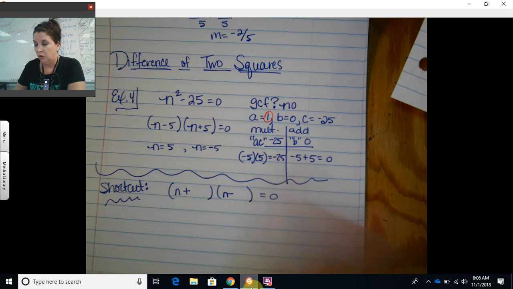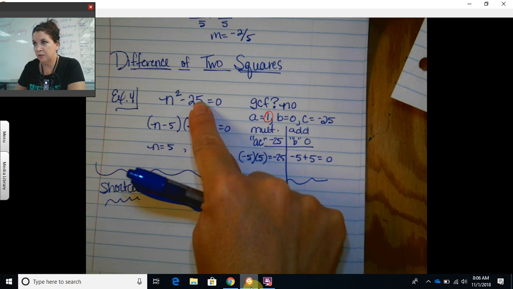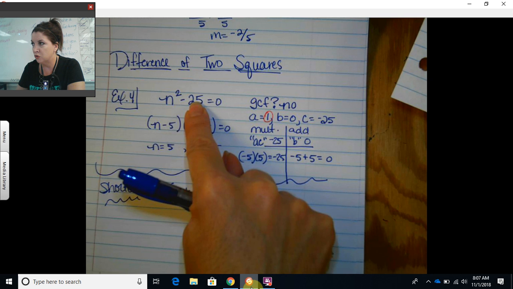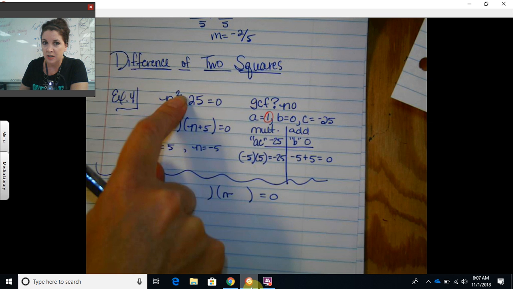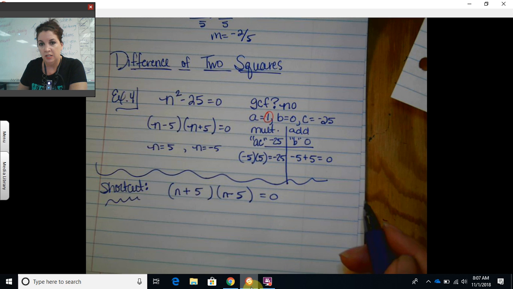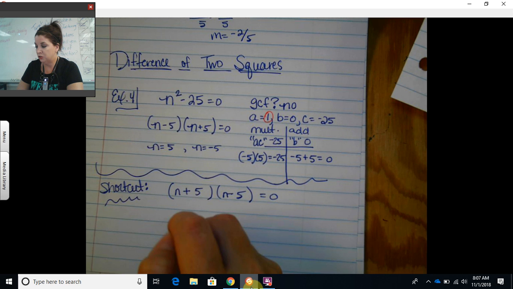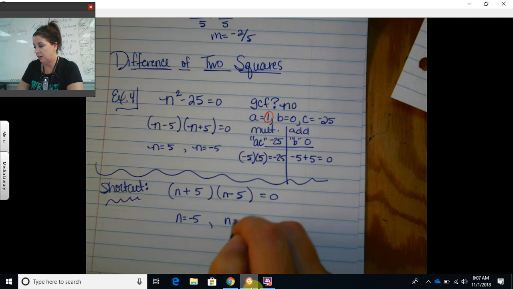What do you think the second term is going to be? 5, obviously, we just did it. But it's the square root of the last term. Don't worry about the sign, okay? Because you can't take the square root of a negative number and get a real number. So the square root of 25 is 5. And that's all you have to do if it's a difference of two squares. That easy. And then, of course, our solutions would be negative 5 and positive 5.